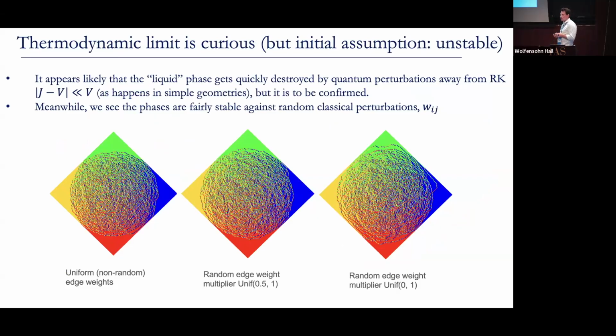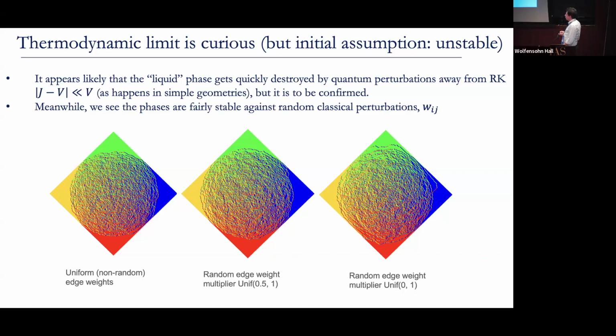It's unstable. Let's say in the original Rokhsar-Kivelson model, if you remember, there were ring exchange terms and potential energy terms, and the liquid emerged and the exact solution emerged only when J was equal to V. If you deviate left or right, it's supposed to become an ordered state. And actually, I haven't seen it yet in simulations, but it appears likely that this liquid is unstable.